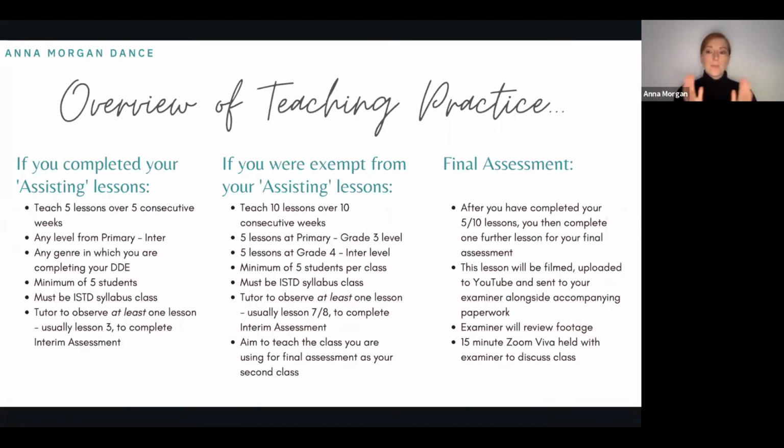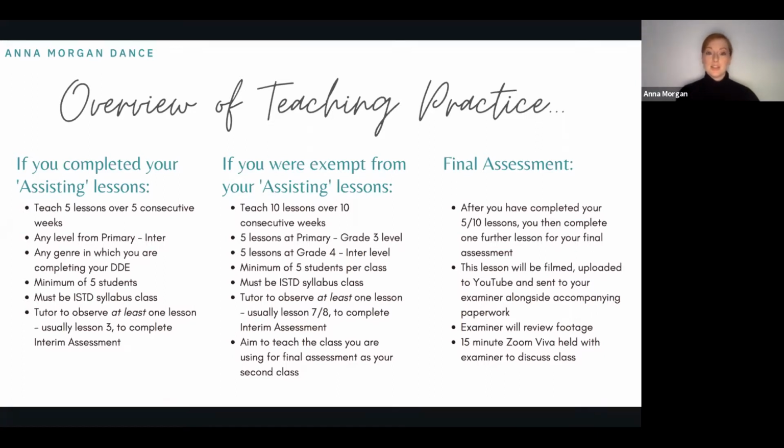If you were somebody that completed your assisted lessons, then you are going to have to teach 5 lessons over 5 consecutive weeks. If you were someone who was exempt from your assisting lessons, you'll be teaching 10 lessons over 10 consecutive weeks. So if you're going to teach 5 lessons, it can be any level from primary to intermediate. It can be any genre in which you're completing your DDE. A minimum of 5 students, must be an ISTD class, and your tutor will come and observe you probably around lesson 3 to complete your interim assessment.